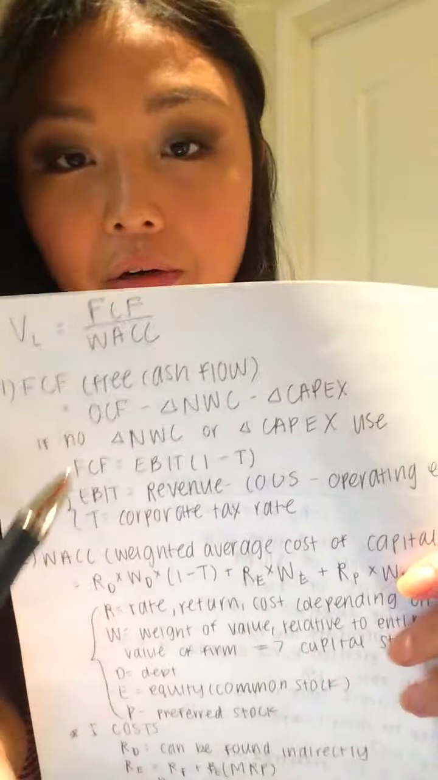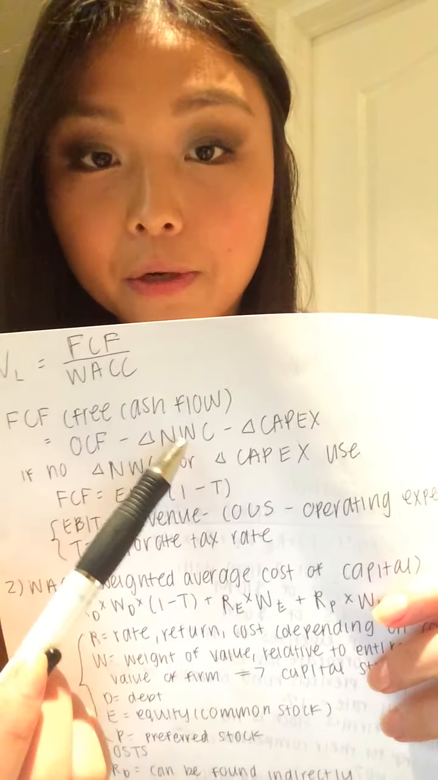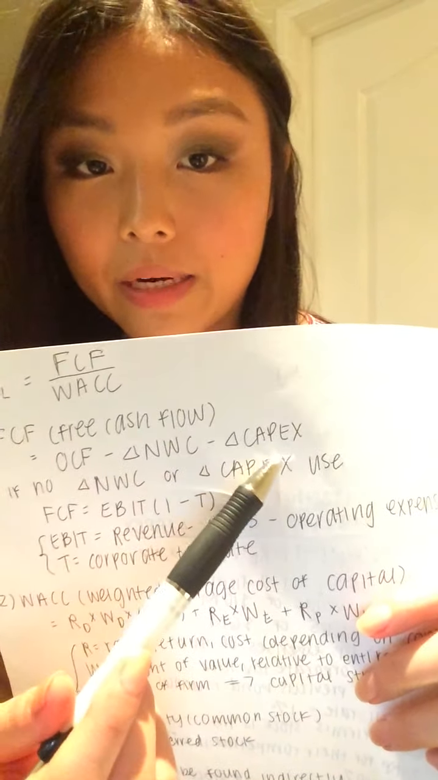So the first thing I'd like to talk about is the free cash flow. The free cash flow is basically all the cash that a firm has on hand to pay creditors, stockholders, etc. And the formula is operating cash flow minus any changes in net working capital minus any changes in capital expenditure.